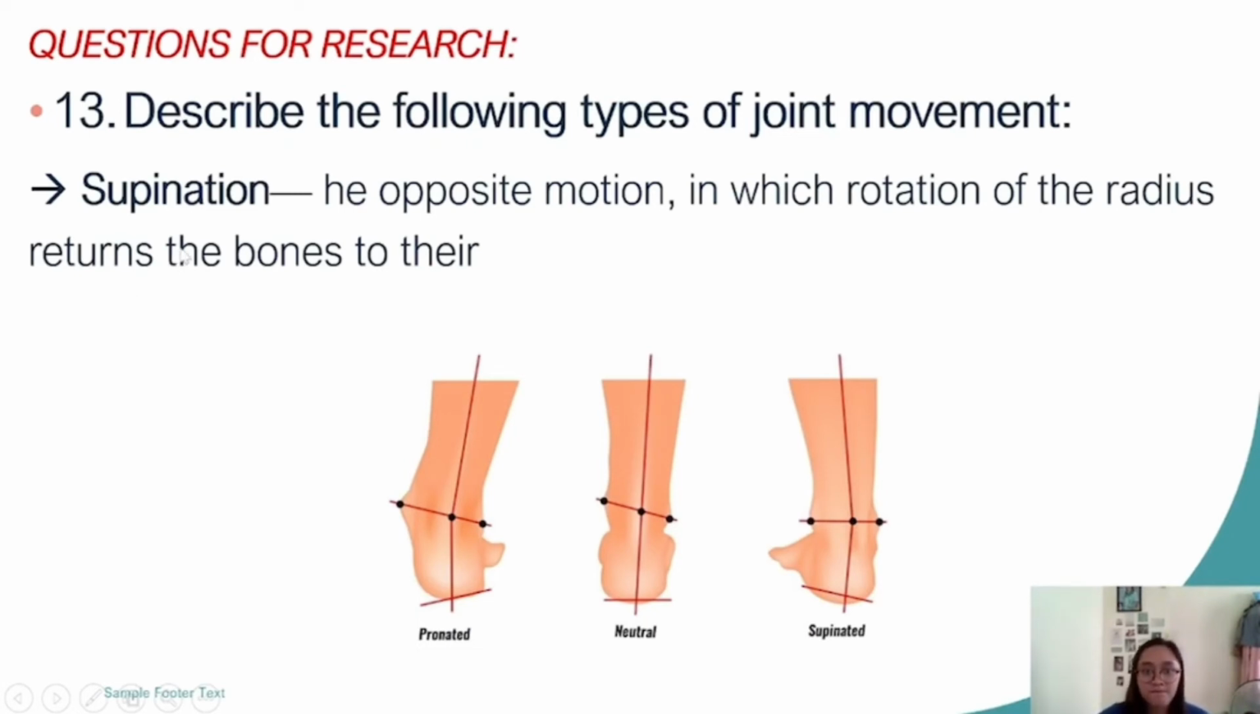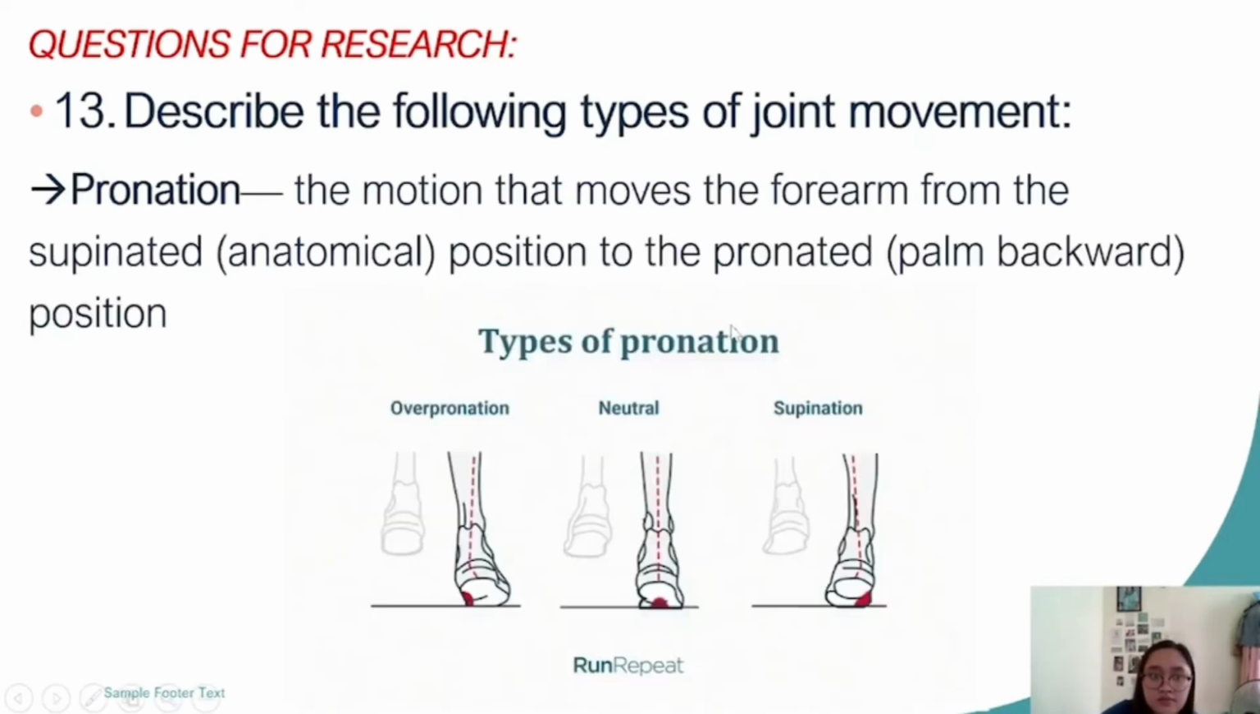supination, the opposite motion in which rotation of the ridges returns the bones to their position. Next is the pronation, the motion that moves the forearm from the supinated or the anatomical position to the pronated or palm backward position.